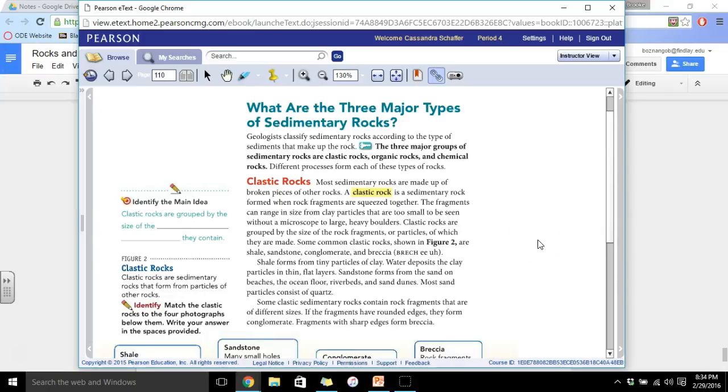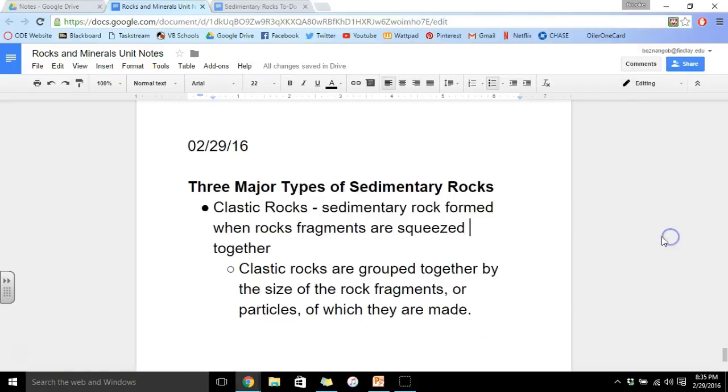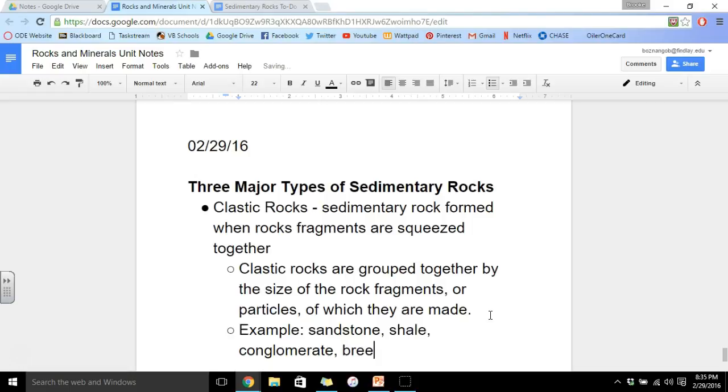Some common clastic rocks shown in figure 2 are shale, sandstone, conglomerate, and breccia. So, examples are sandstone, shale, conglomerate, and breccia.